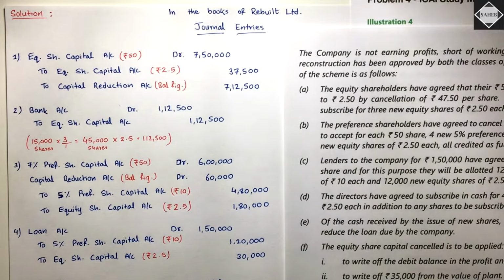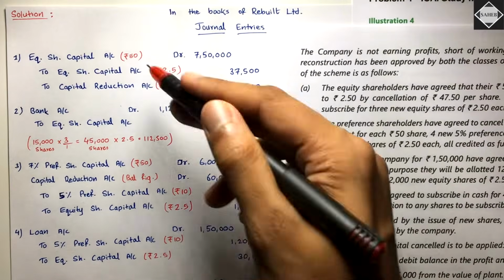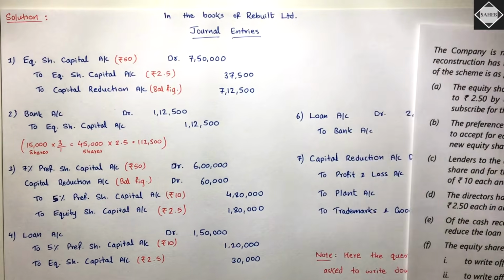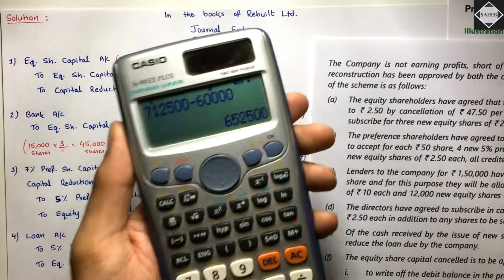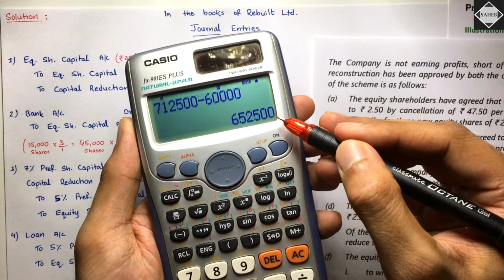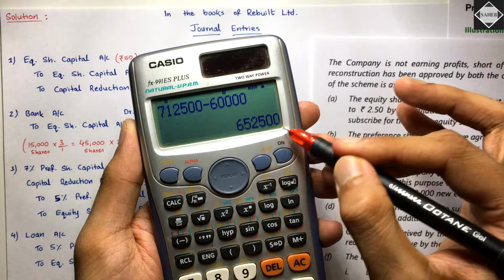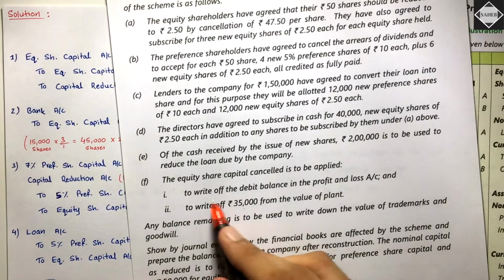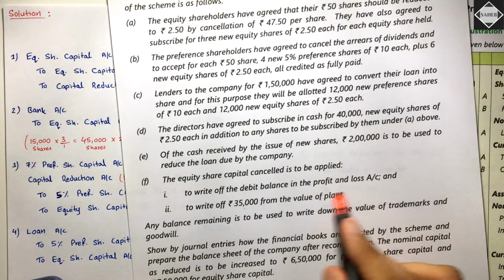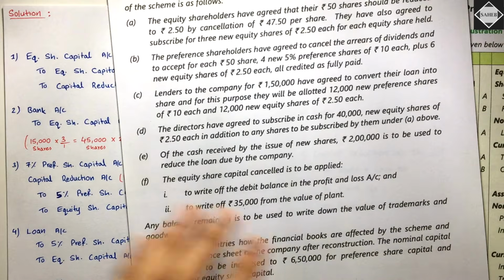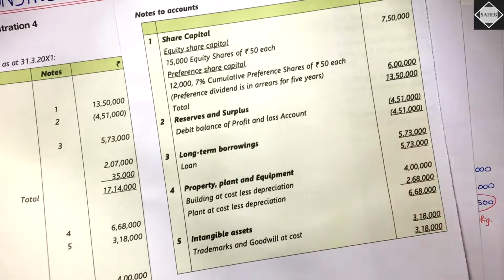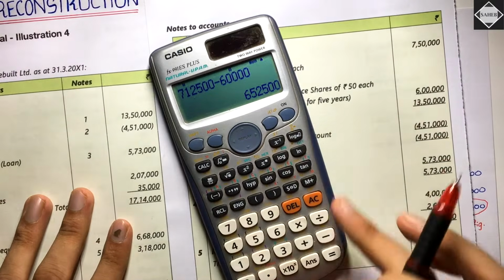Just see if there is any more capital reduction, debits or credits. No, just two were there in this question. It was a simple, easy question, right? So what are you going to do now? This will be the final balance of capital reduction. This you have to utilize to write off all the losses. Now the question has told us first we have to write off completely the debit balance of profit and loss. If you see in the balance sheet here, debit balance of profit and loss is 4,51,000. So let's just use that.